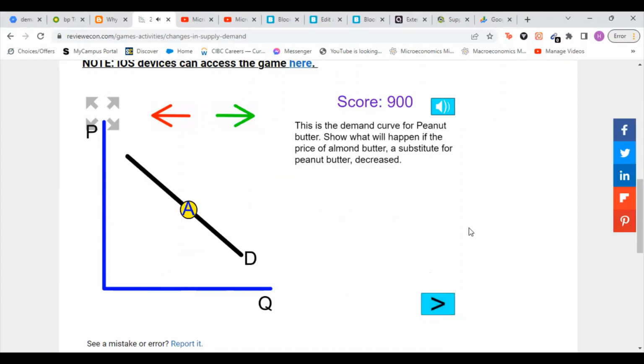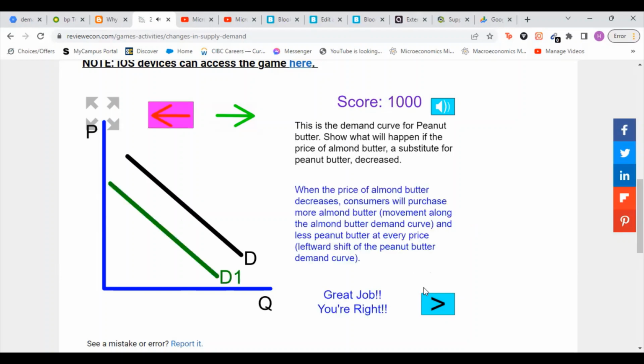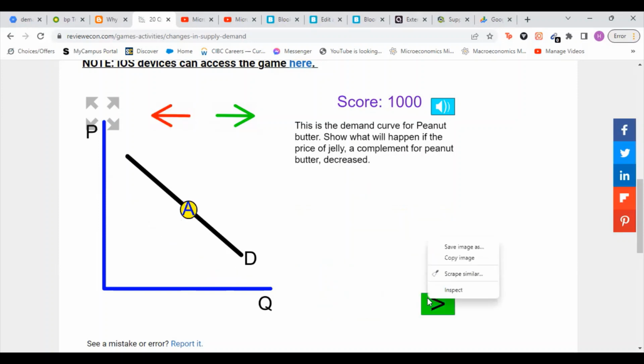Then this is a demand curve for peanut butter. So what will happen if the price of almond butter, a substitute for peanut butter, decreased? The demand will decrease. Yeah, that's great. You got it. So it's a substitute. Since the price of almond butter decreases, people will buy more almond butter and less peanut butter because almond butter is cheaper than peanut butter.